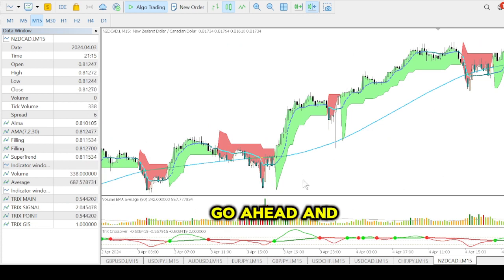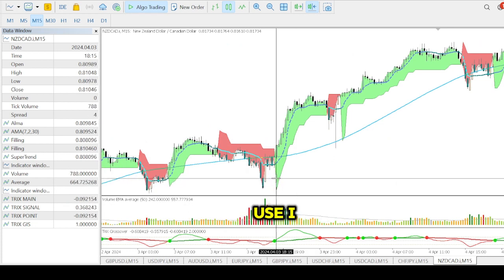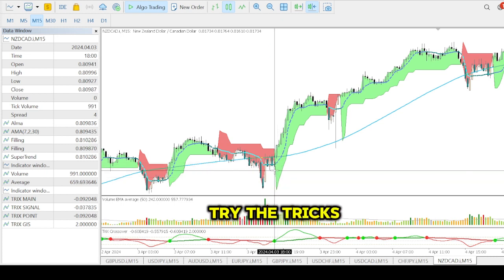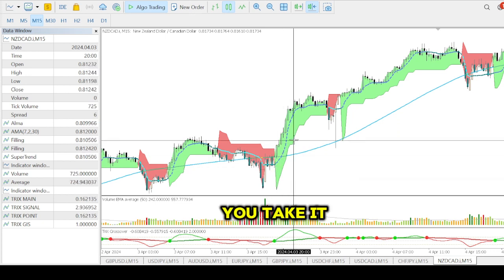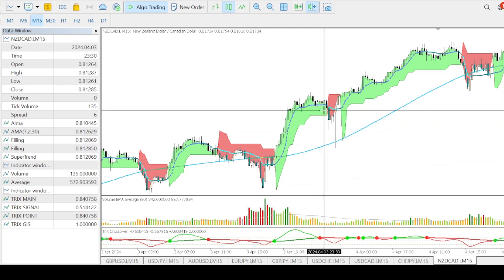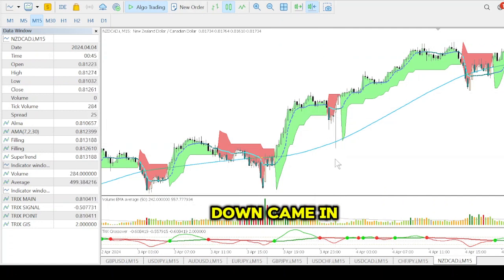I'm not going to go ahead and backtest the strategy for you guys because it's not my strategy. I told you guys I don't think I use any of these indicators. Maybe I might try the tricks. But you can see this. Buy here. You take it all the way up. Oh, look at where the tricks got us out. At the top of the range. Is that a holy grail or what? Before this crazy down candle came in.